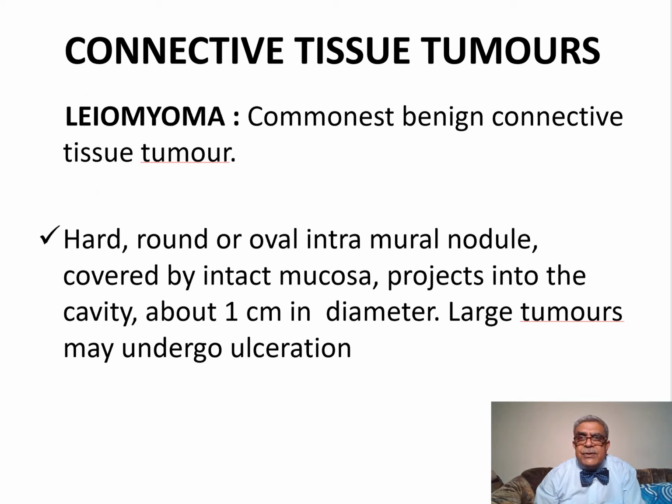Now, connective tissue tumors: leiomyoma is the commonest benign connective tissue tumor. They are hard, oval, round, intramural nodules covered by intact mucosa that project into the cavity, about 1 centimeter in diameter. Large tumors may undergo ulceration.